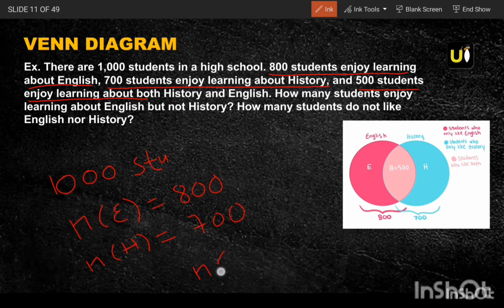That means the intersection of English and history subjects is 500. These 500 students are interested in learning both English and history. Okay, how many students enjoy learning English but not history? And how many students do not like English nor history? Okay, so let's solve this.